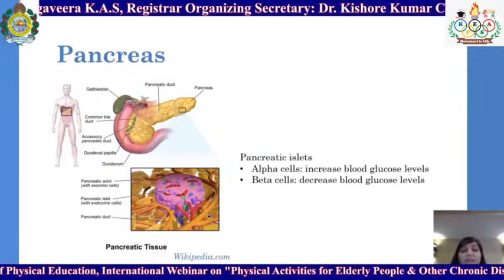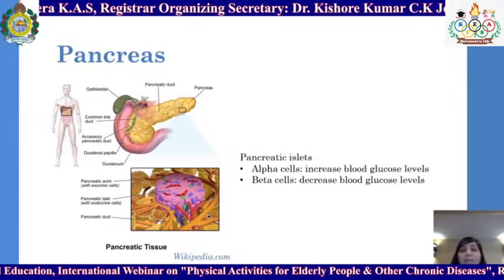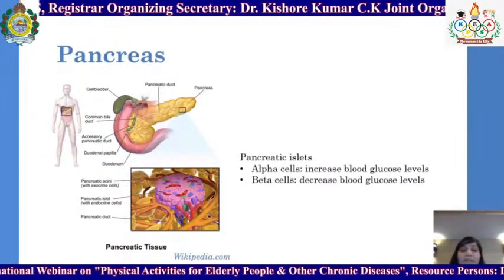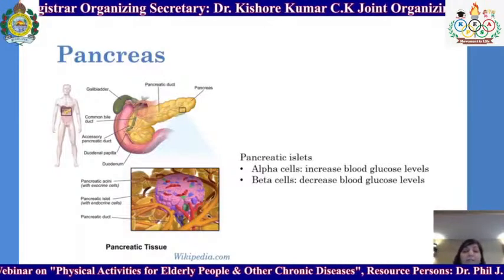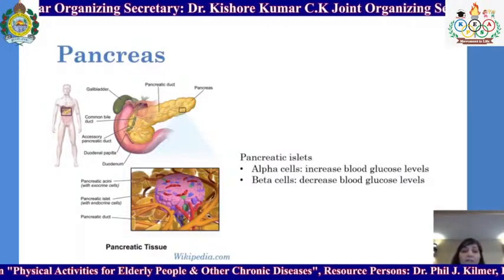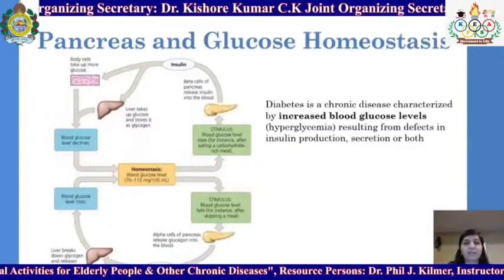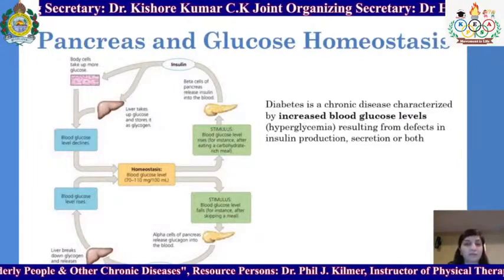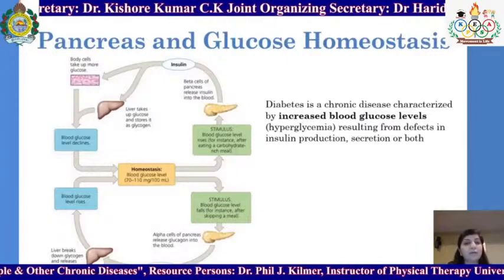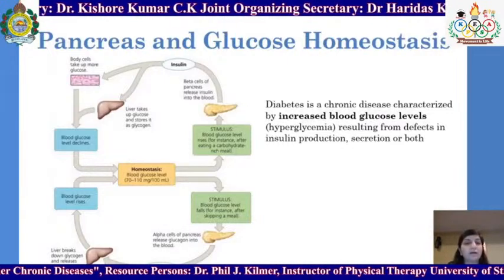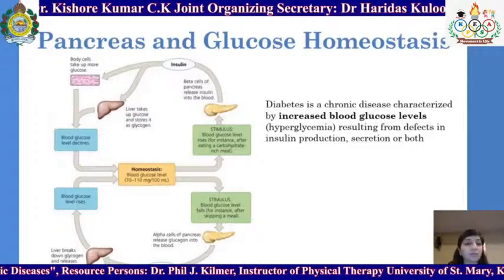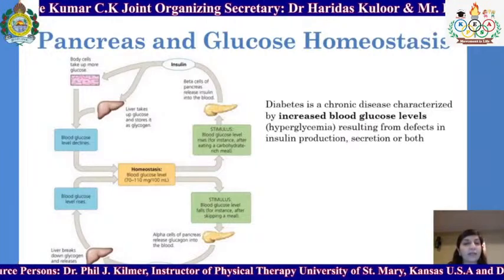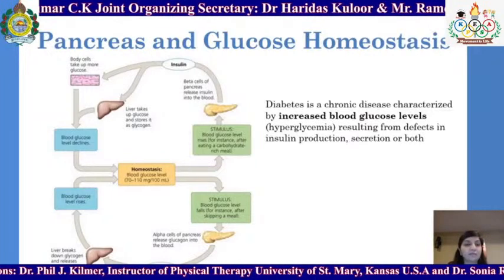Beta cells are the ones that help decrease and maintain blood glucose levels so that we do not develop diabetes. But in diabetes, it is those beta cells that are affected, and hence the person cannot decrease their blood glucose levels. Diabetes is a chronic disease characterized by an increase in blood glucose levels. In our body, about 70 to 100 is considered a normal glucose level, and the pancreas, especially its beta cells, helps us maintain it.